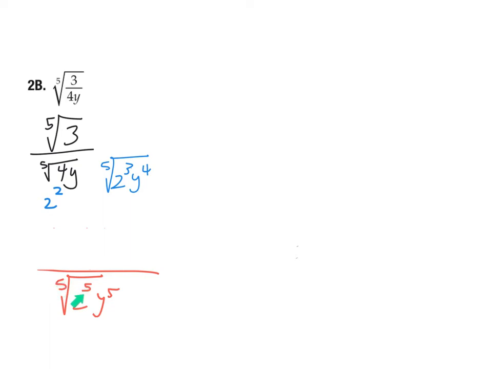So the fifth root, 2 to the fifth, they cancel, gives me 2. Fifth root, y to the fifth, they cancel, gives me y. So what I have on the bottom now is just 2y.